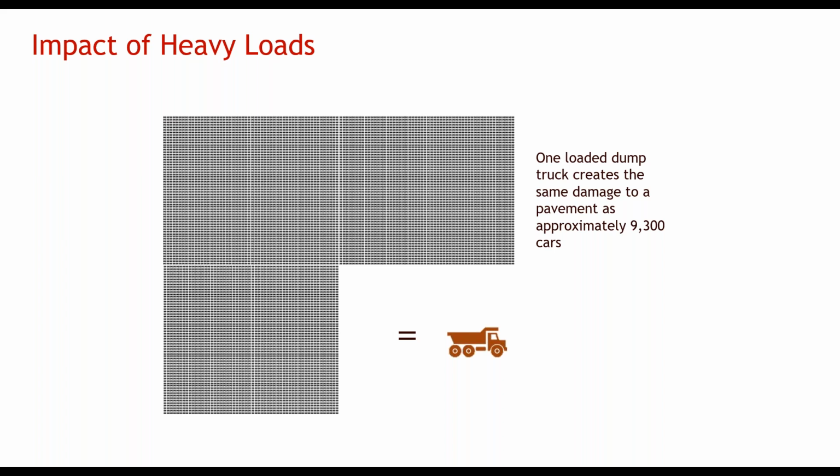And for that reason, when we look at design, one of the most important things we have to figure out is how many heavy vehicles are going to use that road. Likewise, anything that can be done to reduce the number of heavy vehicles using a road will exponentially reduce the damage to that road and extend its life.